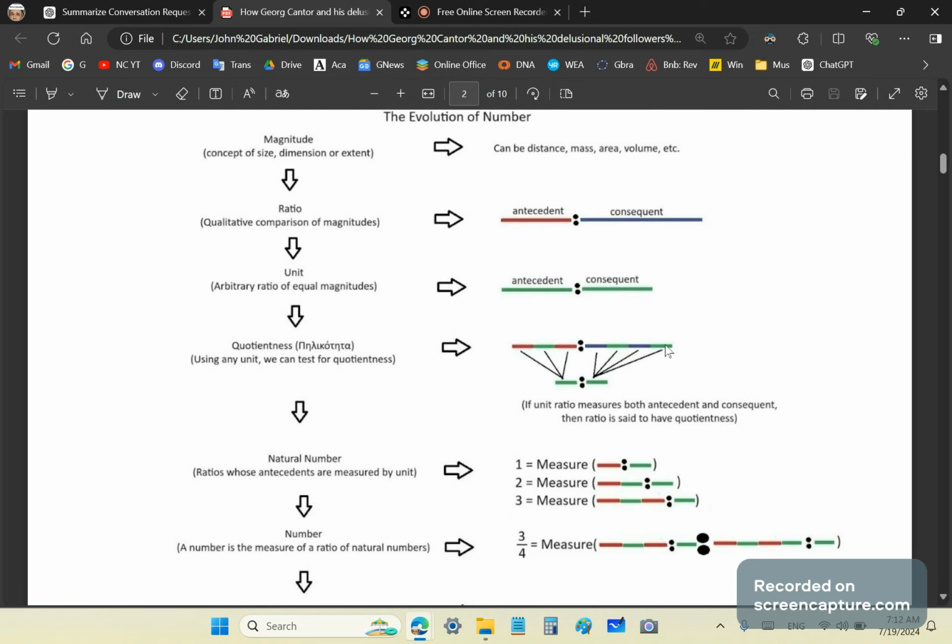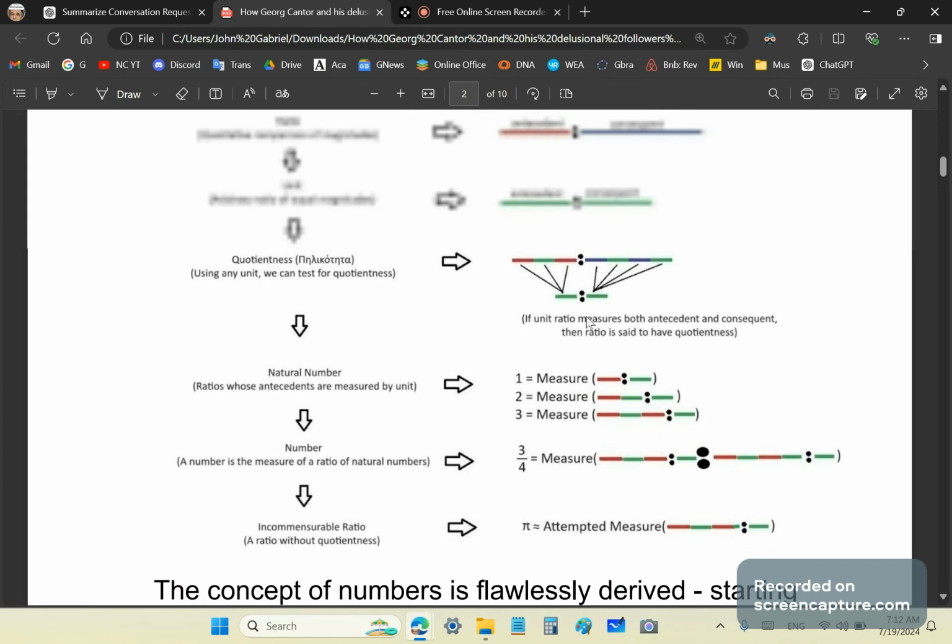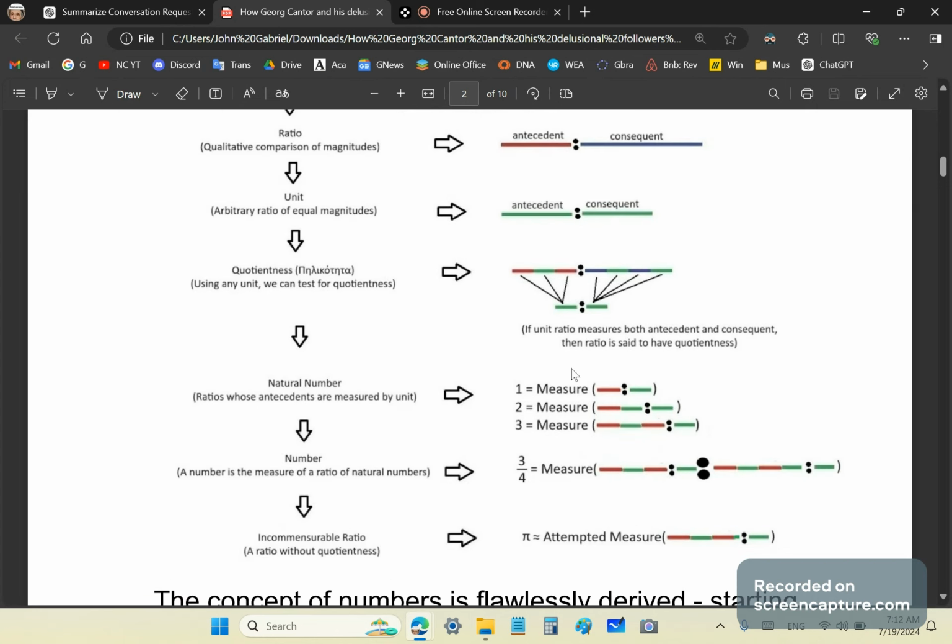And it doesn't matter that these equal parts are not the standard unit, because we can choose any standard of measure that we like. So from this, we can immediately derive those important fractions called natural numbers. Now, notice they are fractions because they are ratios whose antecedent parts are multiples of the consequent.